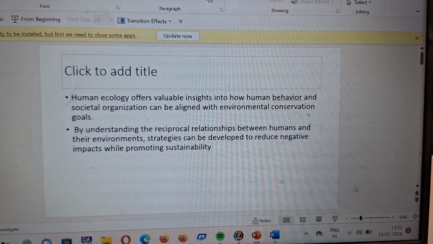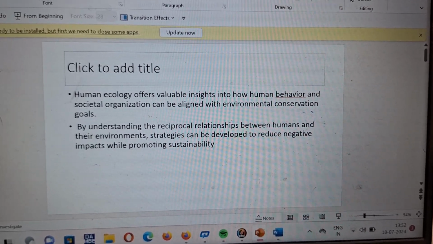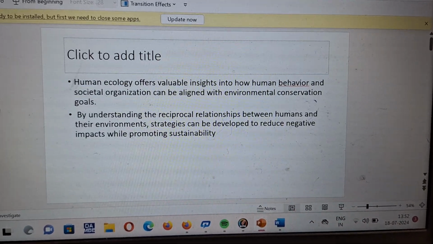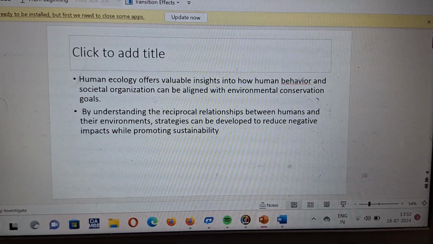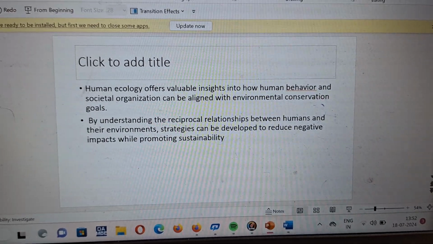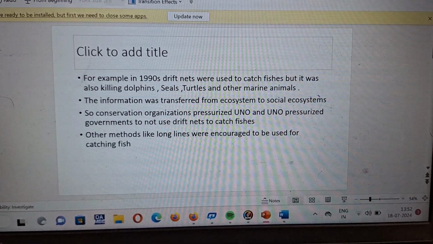So, for example, humans and environments have such a relationship with each other that it benefits the humans also, and that benefits the environment also. So there is a two-way benefit in human ecology. This is the basic concept of human ecology.